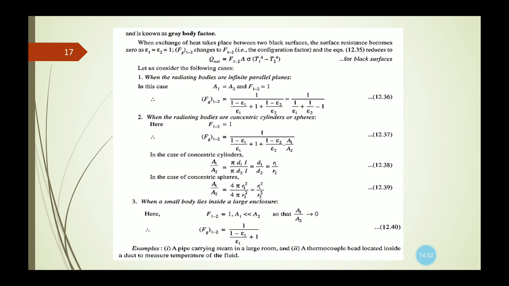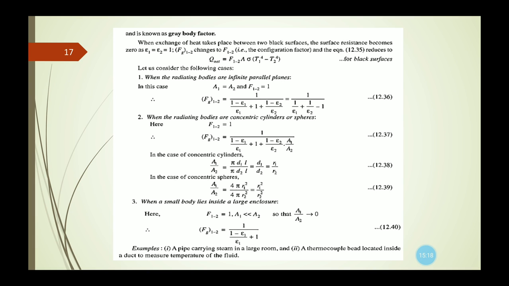So this is the net heat exchange equation in case of the black surfaces, when the gray body factor equals the configuration factor or shape factor. Now there are three different cases, and for these three different cases we will see how the gray body factor equation gets changed.